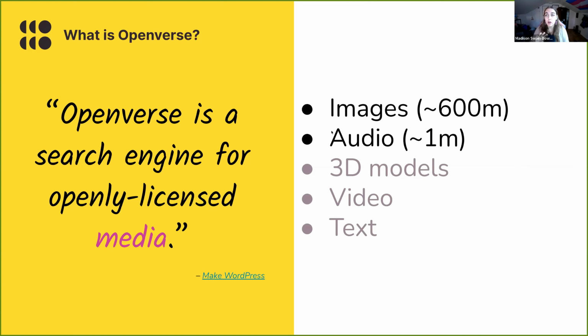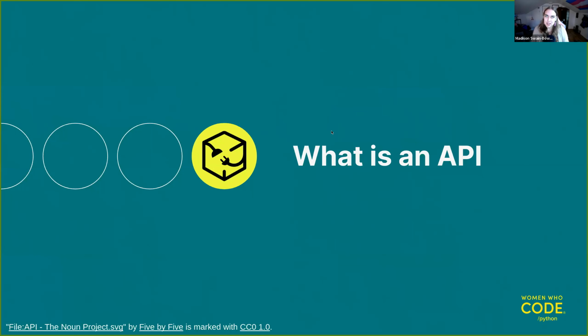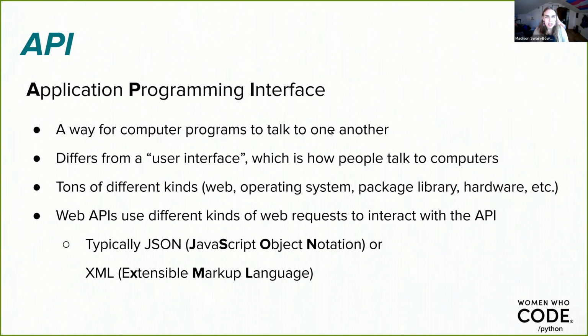So that's just a background on Openverse. I give that up front so you have some context for some of the things that I referenced with regards to APIs. But let's jump into APIs. So what is an API? API stands for Application Programming Interface. And it's a way for computer programs to talk to one another.